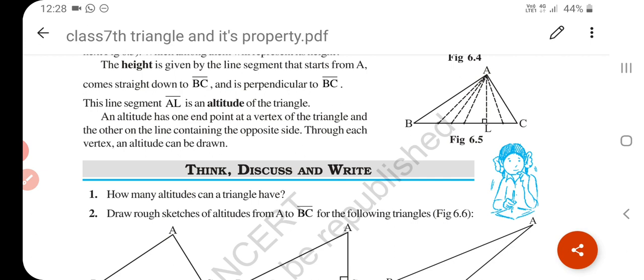And what is a triangular region? A triangular region includes the interior and boundary. Okay, a triangular region means the boundary along with the interior, that is called the triangular region. Okay, understand? Now opposite side, opposite angle and opposite vertex.